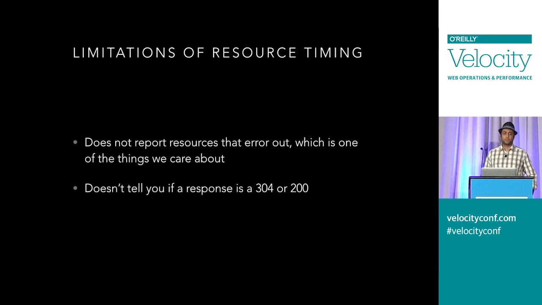Also, it doesn't tell you if a response was a 304 or 200. 304s and 200s are, I think, the only two that actually get an entry in resource timing. But it would be nice to tell which of the two it was because one of them actually has content, the other only has headers. Right? But we still can do a few tricks. So I think I'll show the example now.